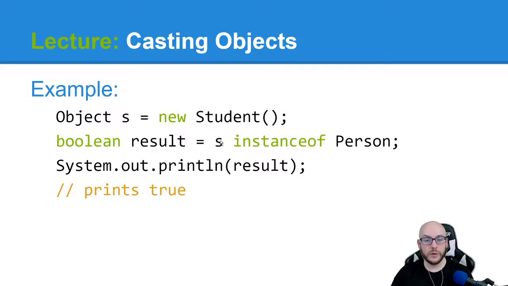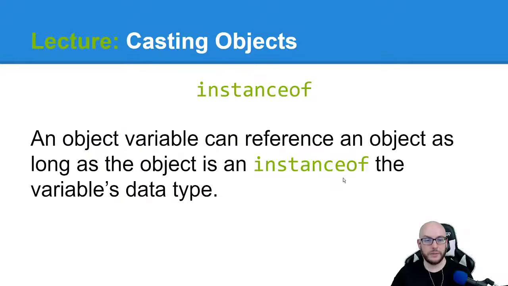Again, we're looking at the runtime data type. If this was looking at the compile time data type, I would be asking, is object equal to or beneath person in the class hierarchy? And we would get a false value. Okay, so we look at the runtime data type here.